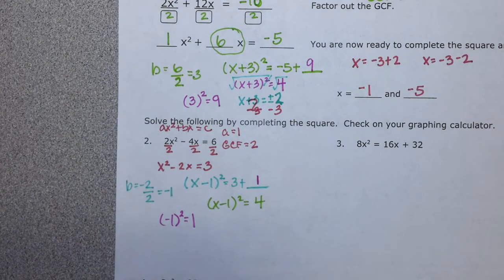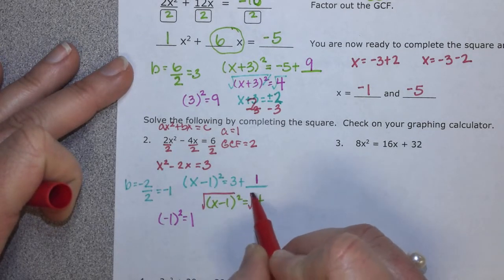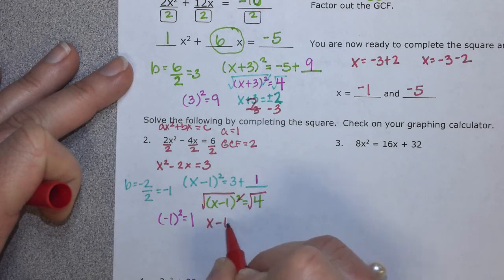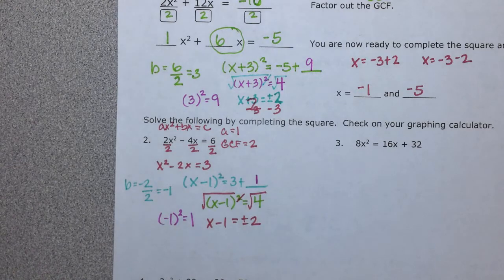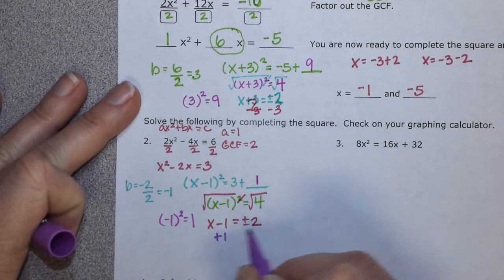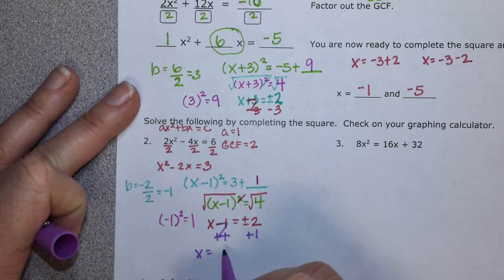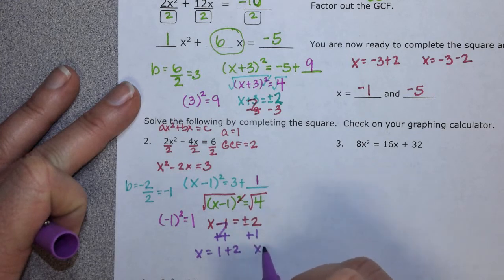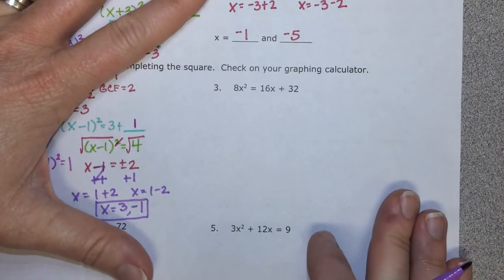Okay, and now I have it in the form that I needed to use the square root method. So I'm going to take the square root of each side. So that leaves me with x minus 1 equals plus minus 2. And then to solve for x, I just simply need to add 1 to both sides. So then I have that x equals 1 plus 2, and x equals 1 minus 2. So therefore my solutions are 3 and negative 1. Okay. All right.